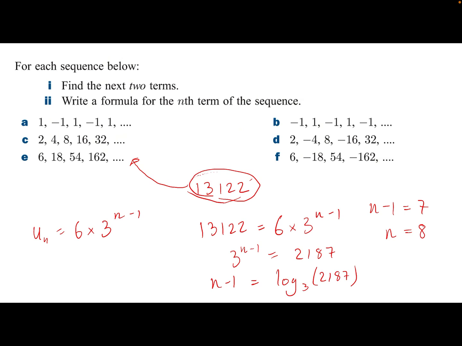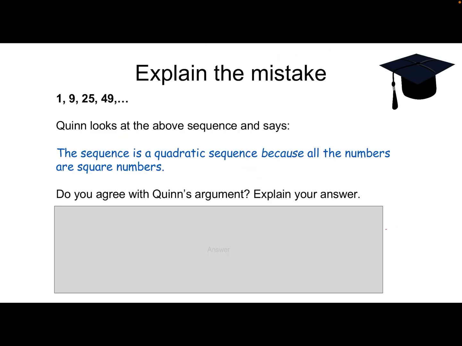All right? So please remember that the nth term of a geometric sequence is the first term times the common ratio to the power of n minus 1. Okay? You just have to remember that, and then you should be able to use it easily enough. Okay? Right.